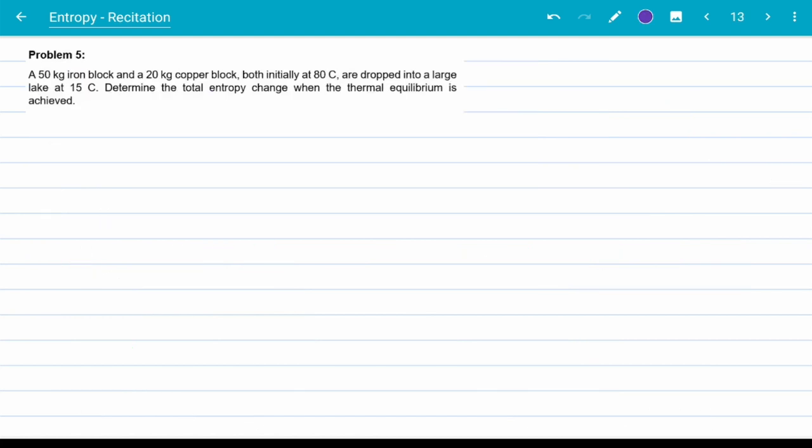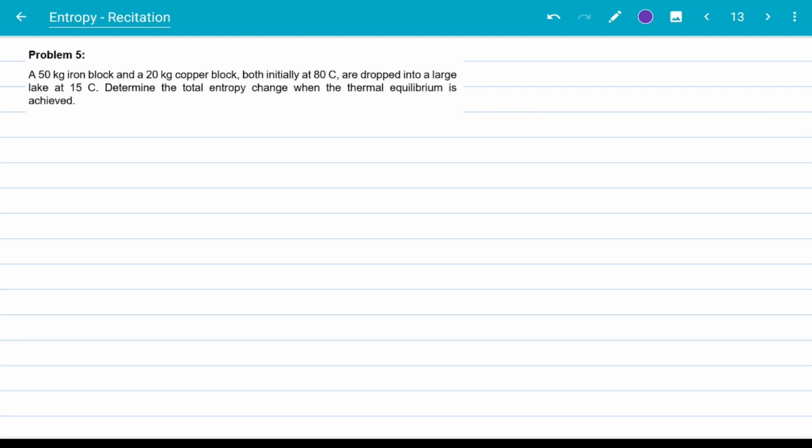Problem 5, we have a 50 kilogram iron block and a 20 kilogram copper block. Both of them are initially at 80 degrees Celsius. We're dropping them into a lake, which is sitting at 15 degrees Celsius. We are asked to find the total entropy change when the thermal equilibrium is achieved.